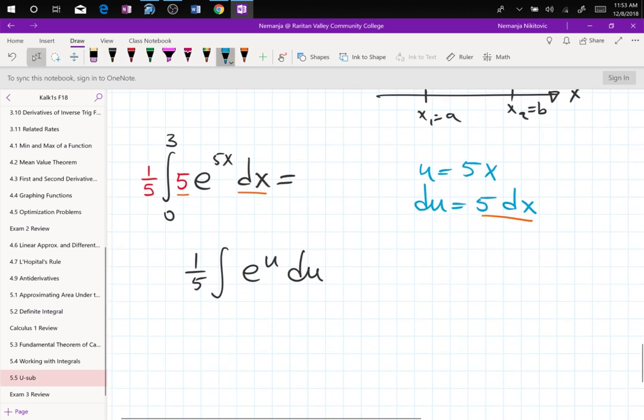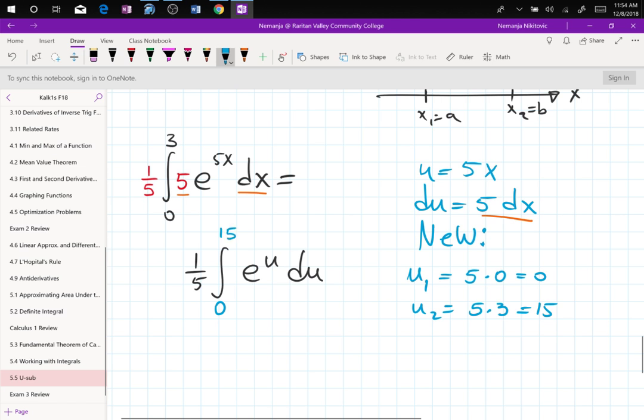So now, what is new? Here's what's new. To calculate u1, we will take 5 times 0 and still have 0. And to calculate u2, we'll take 5 times 3 and get 15. And the upper limit is 15. So all you need to do is to take the lower limit, plug in a u sub equation, and come up with a new lower limit. Then you take the upper limit, plug it in the u sub equation, and you come up with a new upper limit. So you transform your limits from x to u.